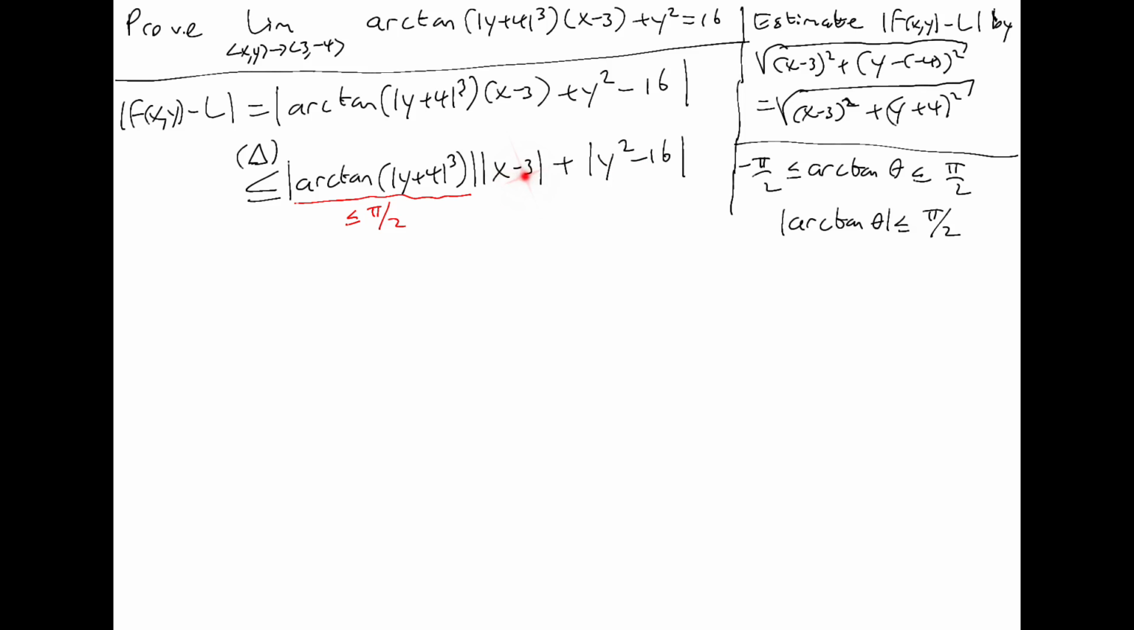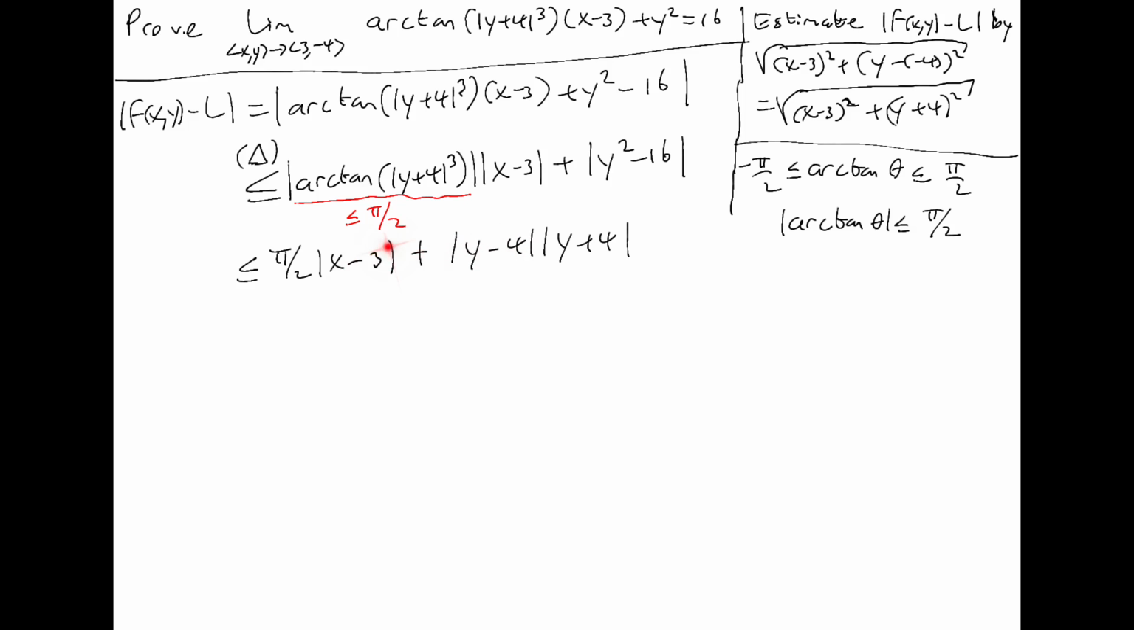Next is this term over here. Okay, we've got an x minus 3, and that's good, because that's something that we want to work towards. Here we want to do it in terms of y plus 4. So how can we write y squared minus 16 in terms of y plus 4? Well, obviously we can write it as (y+4) times (y-4). So let's do that. We get pi over 2 times the absolute value of x minus 3 plus, say, the absolute value of y minus 4 times the absolute value of y plus 4. So now we've got y plus 4, but the only problem is we have this absolute value of y minus 4, which we would like to estimate.